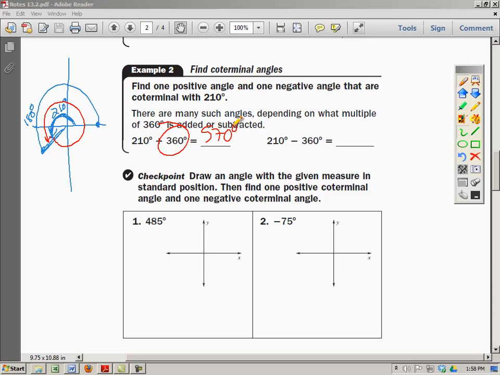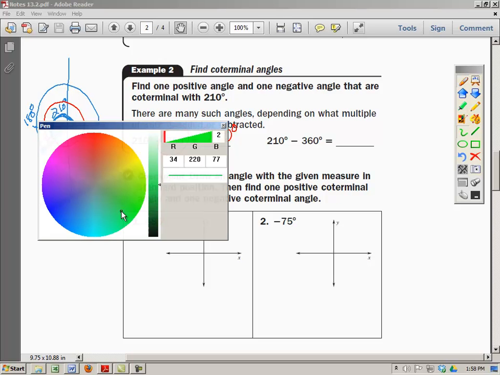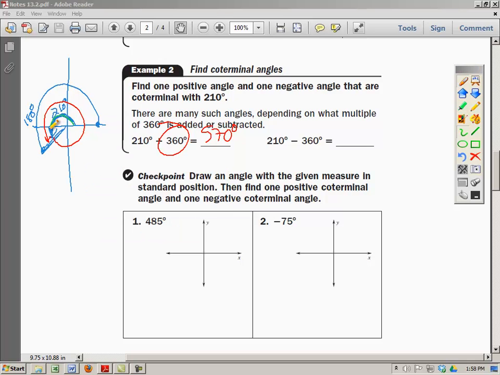Okay, what about the other way? What if I started with my 210 degrees, and now I went backwards 360? Well, going clockwise 360 is equivalent to subtracting 360, and so 210 minus 360 comes out to a negative 150-degree angle. Now, eventually we'll be able to look at that and say, a negative 150-degree angle is 30 degrees short of a negative 180-degree rotation, which is the same thing as 210. So again, coterminal angles are angles that land you in the exact same spot.